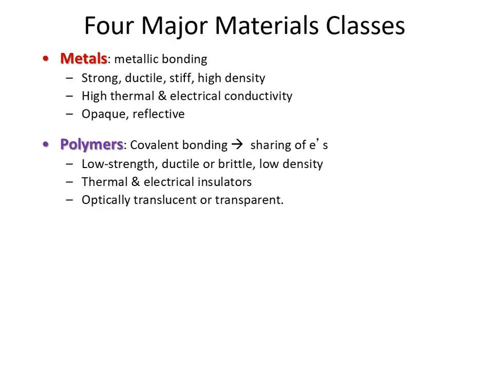This is not an absolute. It is possible to have polymers with delocalized electrons, different type of bonding, and those will have higher conductivity, but generally not nearly as high as metals. And they tend to be optically translucent or transparent, with the amount of transparency being mostly dictated by scattering.